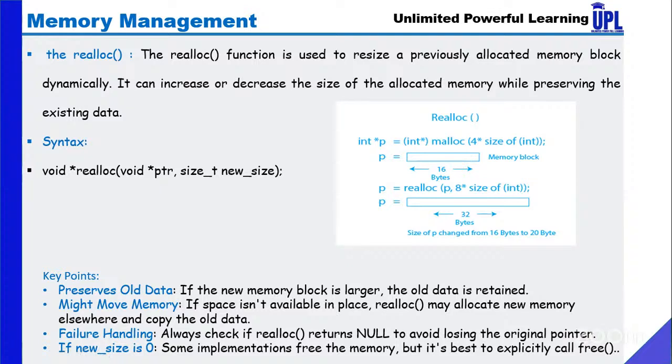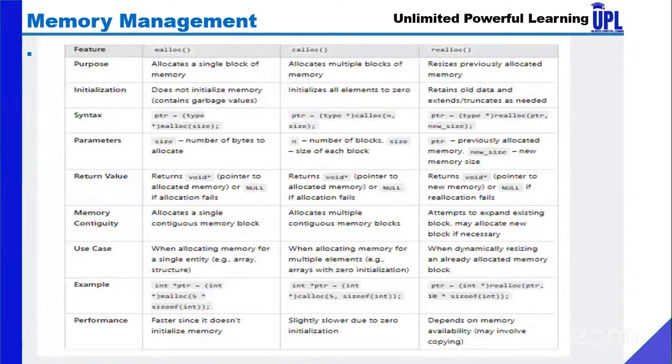So there are malloc, calloc, and realloc, and to free the memory locations we use free. If you look at the difference: malloc allocates a single block of memory, calloc allocates multiple blocks of memory, and realloc resizes the previously allocated memory. Malloc does not initialize memory, whereas in calloc all the elements are initialized to 0. Realloc retains the old data. Malloc takes the size, calloc takes the number of blocks and size, and realloc takes a pointer to the old block and the new size. This is the difference between these.